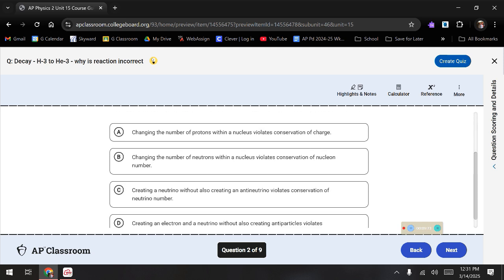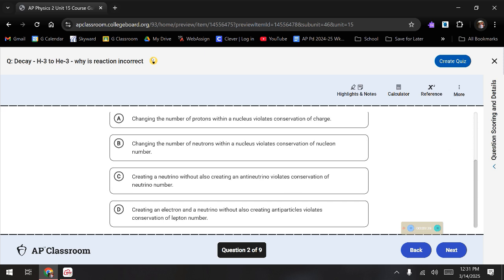Change in neutrons within the nucleus violates the conservation of the nucleon number. No, it doesn't fit whatsoever, because it actually stays exactly the same. Creating a neutrino without creating an antineutrino violates the conservation of neutrino number. Nope. Here it is: creating an electron and a neutrino without also creating an antiparticle violates the conservation of lepton number. It is D in this particular case.